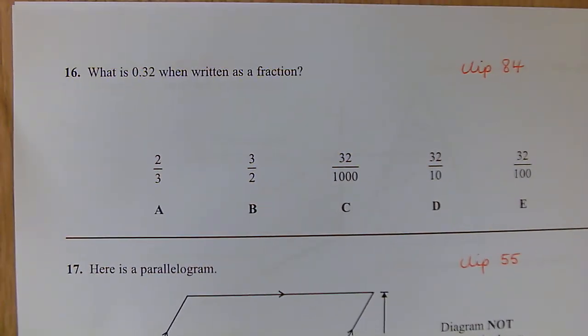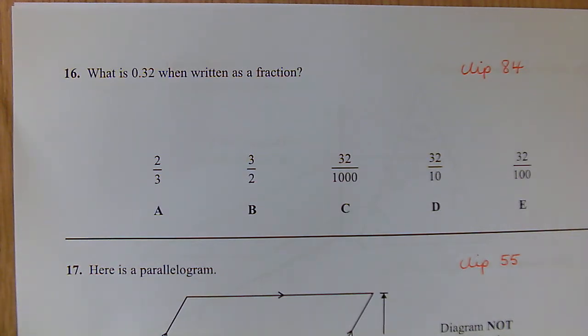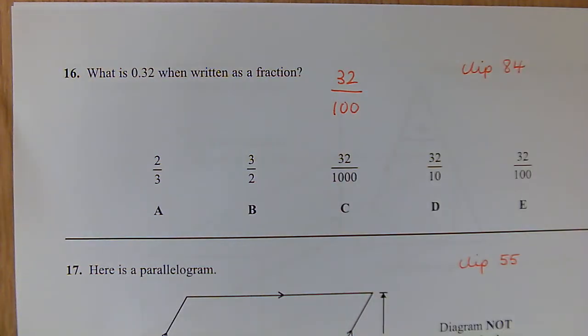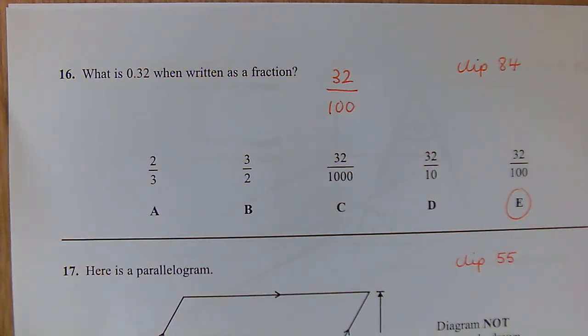Okay, 0.32 written as a fraction. So here we have 32 over 100. In some questions they might ask you to simplify that. In this case we're not, it's just 32 over 100.